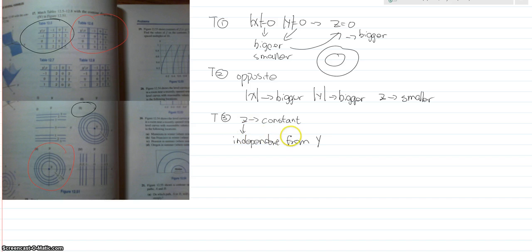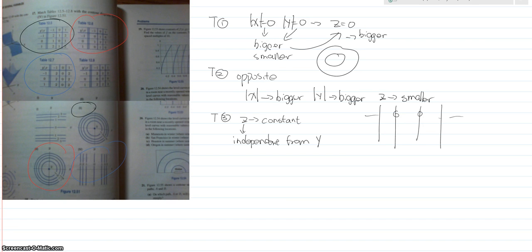Well, if z is independent from y, it only depends on x. So you have a graph where, no matter where you are, the y value stays the same, and you have a line that looks like this. So therefore, table 3 will be graph 4, since it's independent of y.